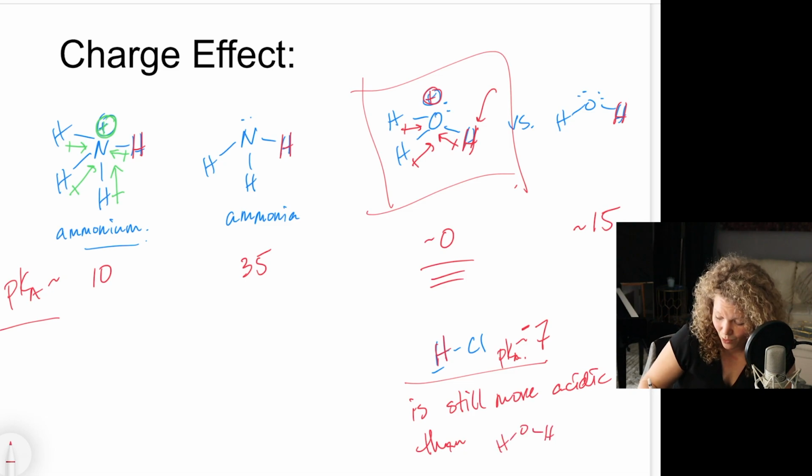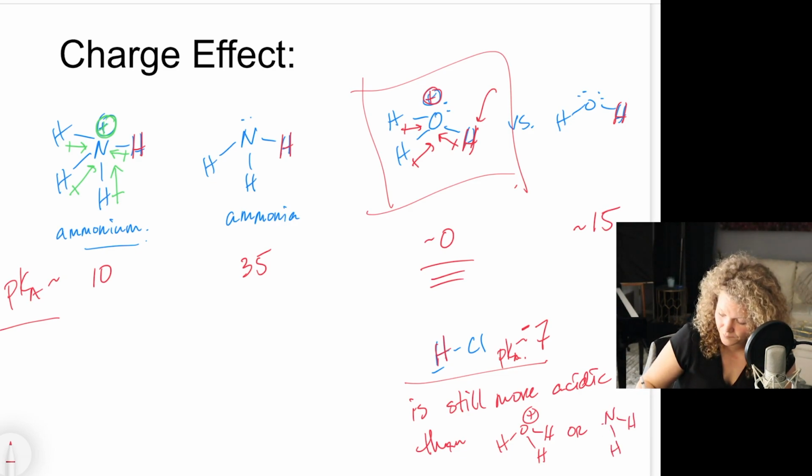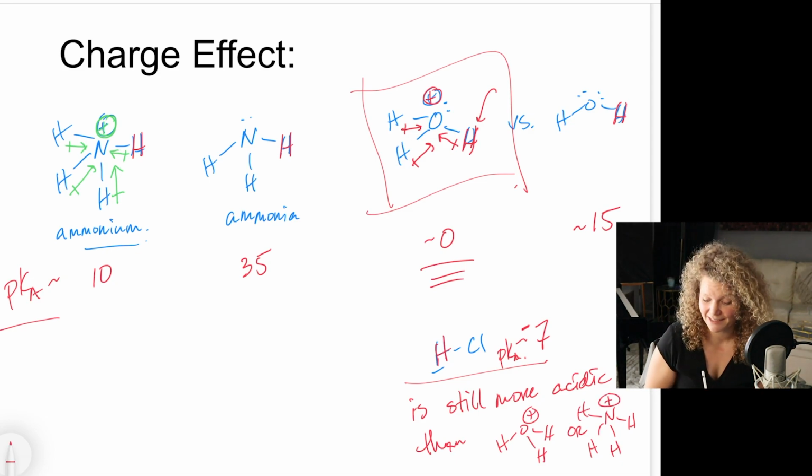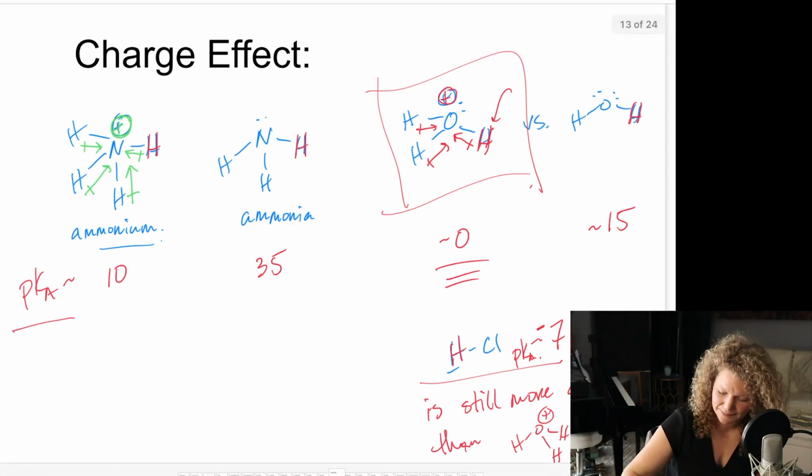than a protonated water or a protonated amine. Indicating how important this element effect is. What element is bound to that hydrogen has a huge effect.